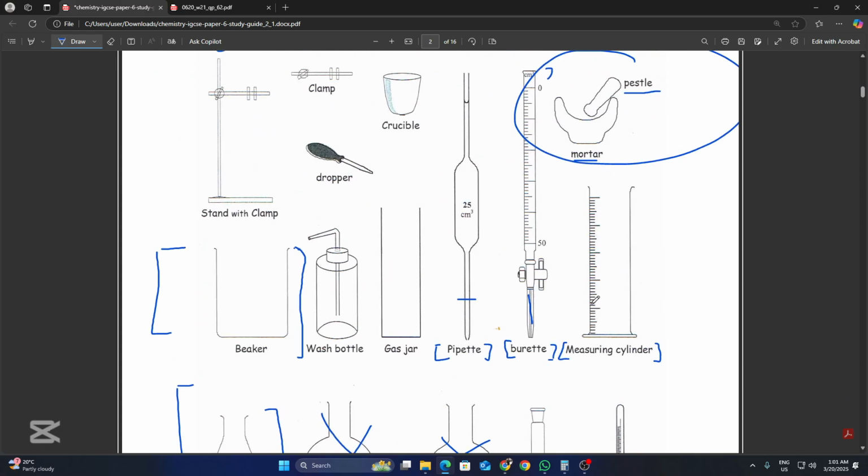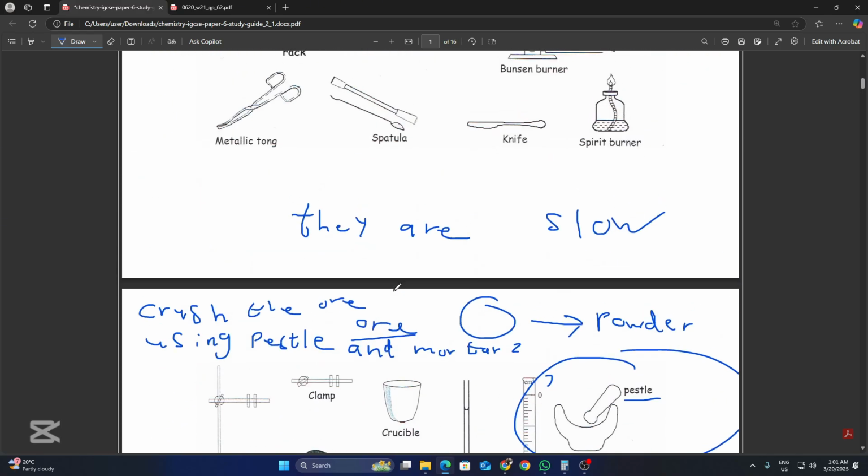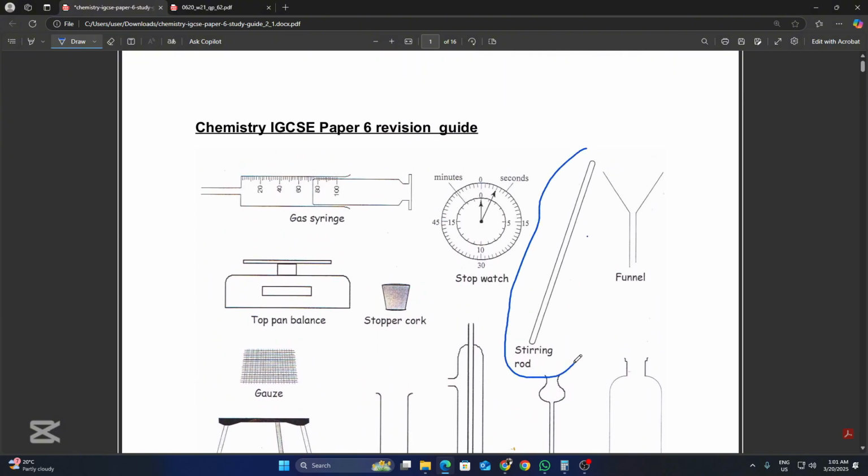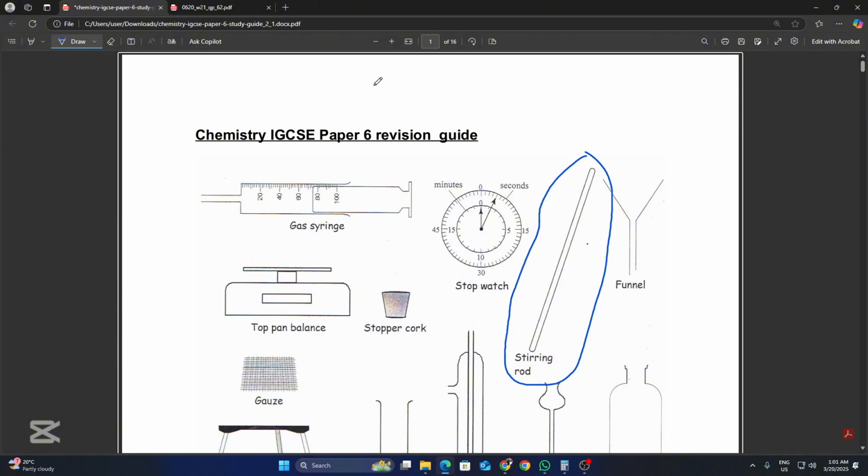And also, what is very important is the stirring rod. Most of the time, it will ask you what this is called, or why we stir using a stirring rod. The reason why we stir is to mix the reactants.